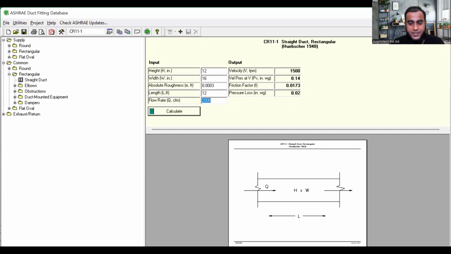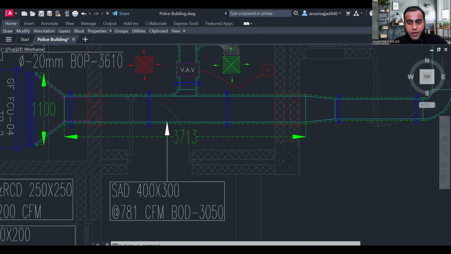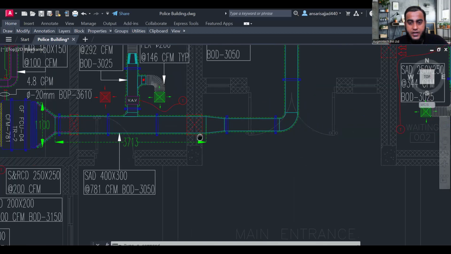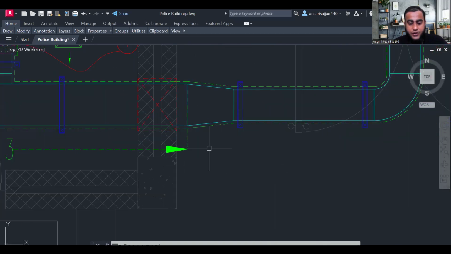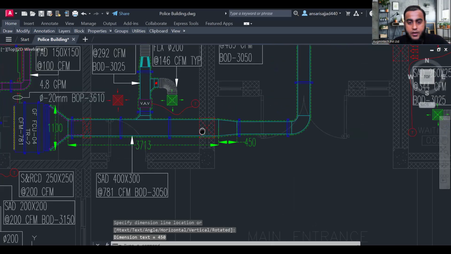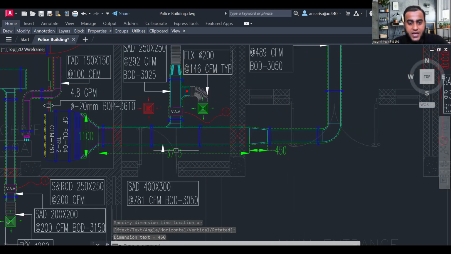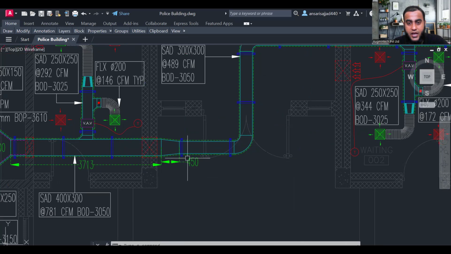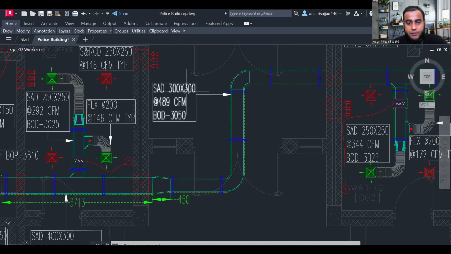Now come to our next. We have completed the friction loss for the straight duct. After that, again we have a reducer. See, what is the length of this reducer? 450 mm only. Before reducing, the size is 400 by 300. After reducing, the size is 300 by 300 mm.